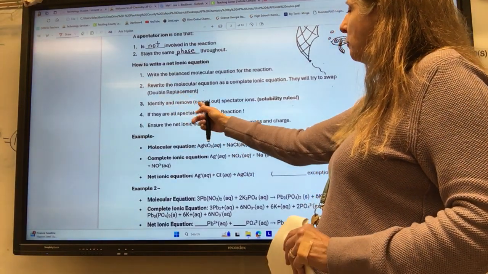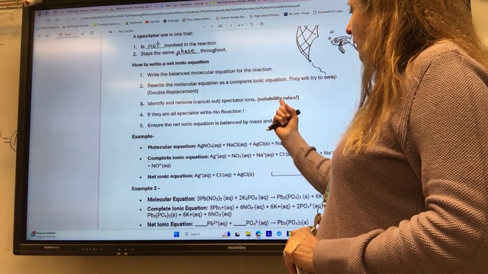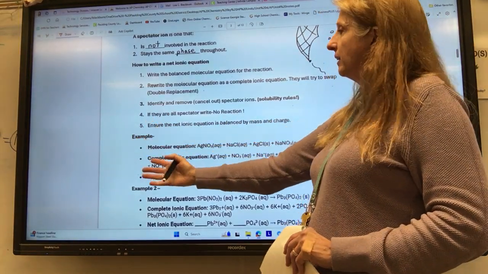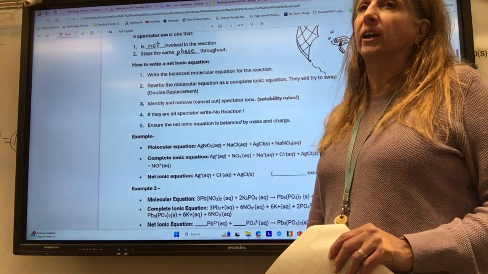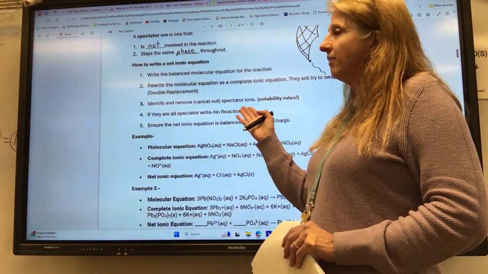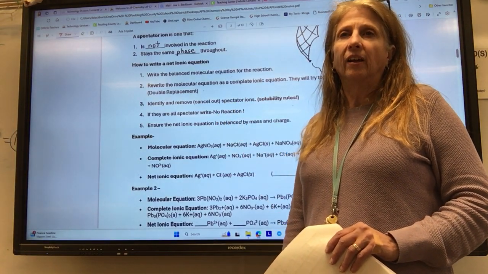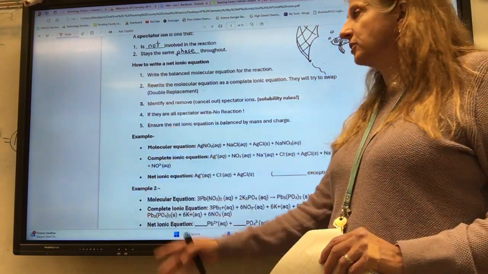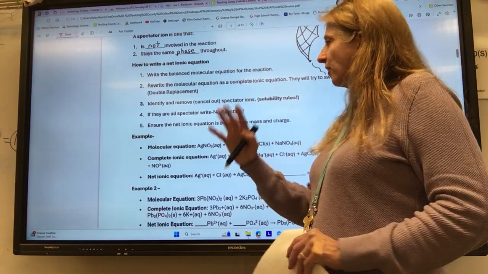So then you remove and cancel out the spectator ions, the things that aren't doing anything, by looking at the solubility rules. If they're all spectator ions, then you write no reaction. If nothing dissolves out, you just write no reaction. Now, according to Jeremy Krug, they're not giving you no reaction on the AP Chem test. Or if they do, they'd only give you like one. You're not getting a lot of no reactions. I like writing NR, not having to do anything else.